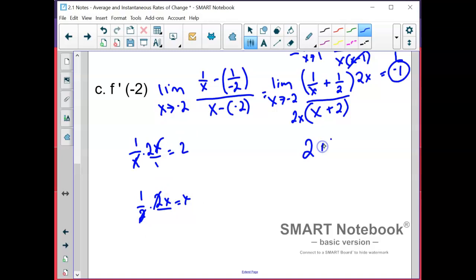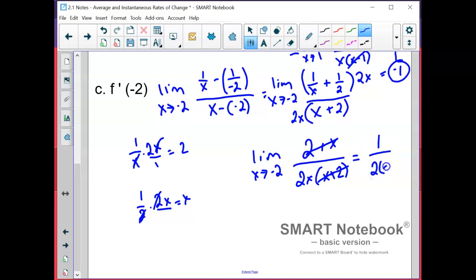So I get 2 plus x over 2x times x plus 2, and I'm going to be a really good calculus student, and I'm going to write my limit notation here. And so we can see 2 plus x and x plus 2 can cancel, and we are going to get 1 over 2 times our negative 2. So our answer for this one would be negative 1/4.